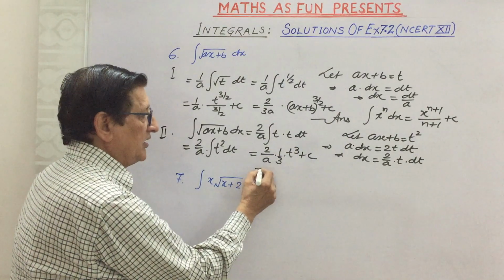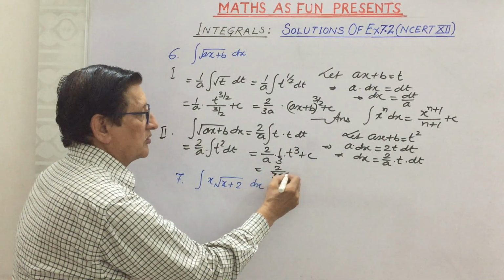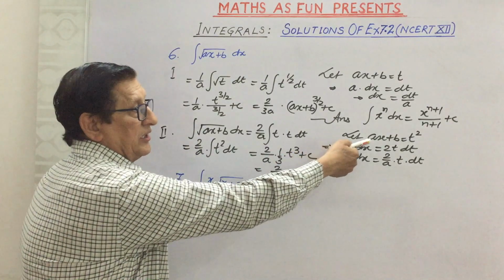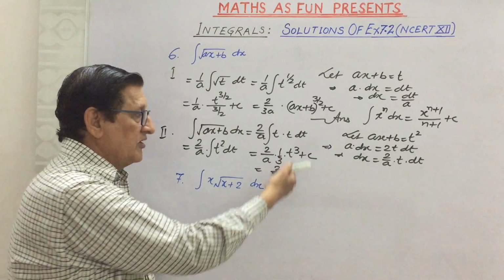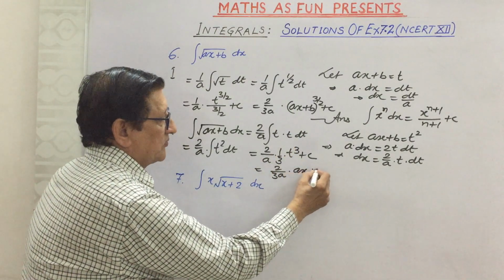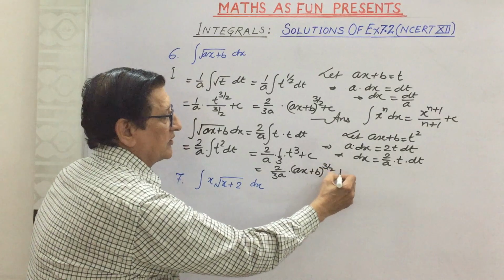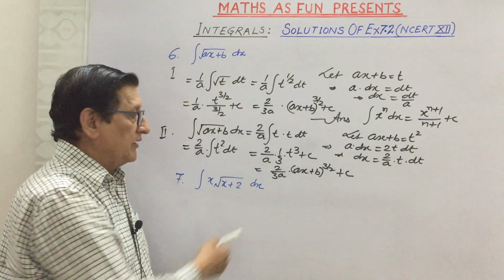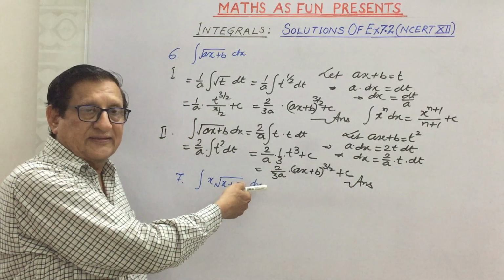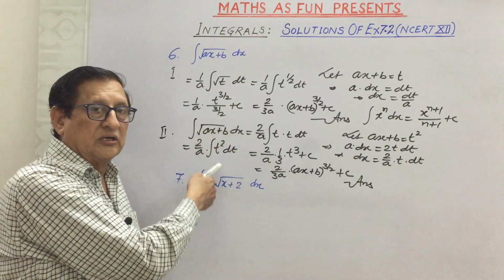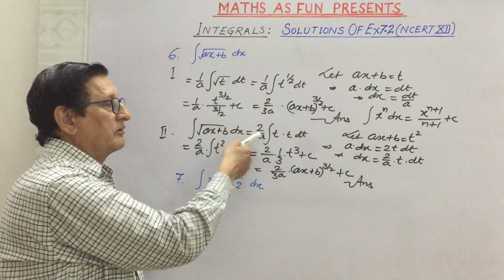Substituting the value of t, we are getting 2 upon 3a into t is root of ax plus b, or we can say ax plus b power half, cube of that will be ax plus b whole power 3 by 2 plus c. Same answer we are getting by this method. But the only difference here is that we are avoiding the radical power of t here.